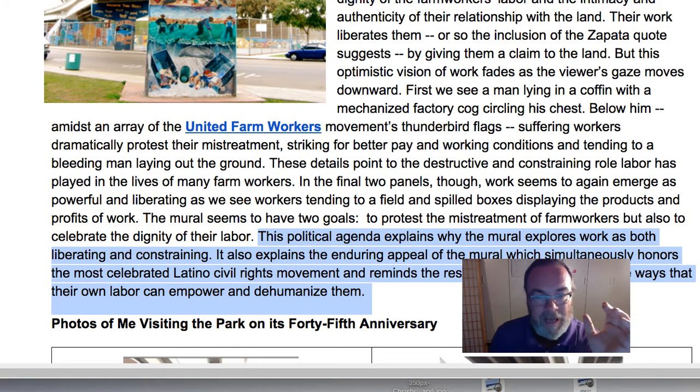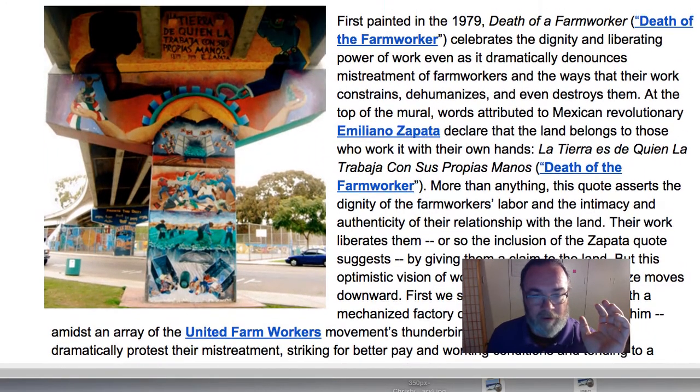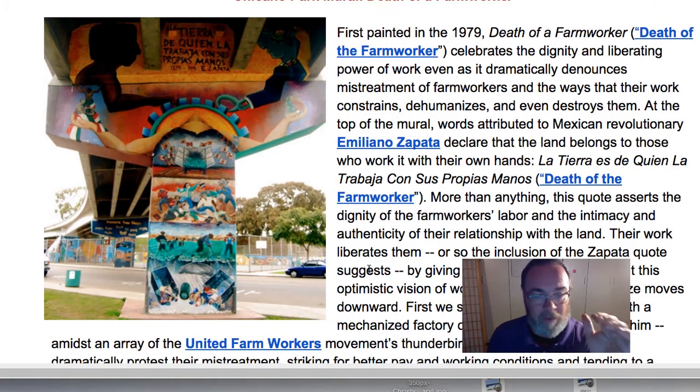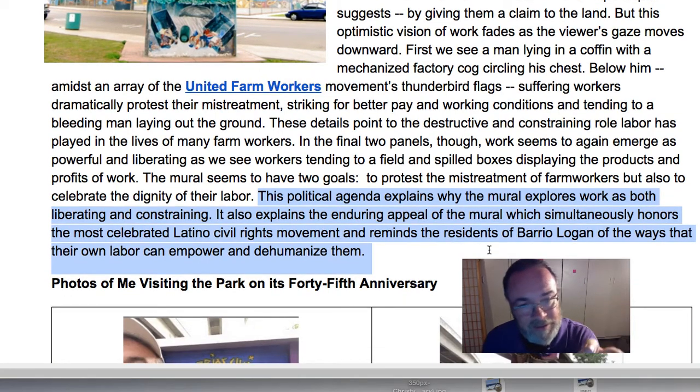So you can see that not only am I doing the cultural background work that my reader needs to understand this work of art by telling my reader who Zapata is and giving some background on the United Farm Workers, I'm also using some sentences in my analysis to explain the meaning of this context and how it fits in with the claim that I'm making.